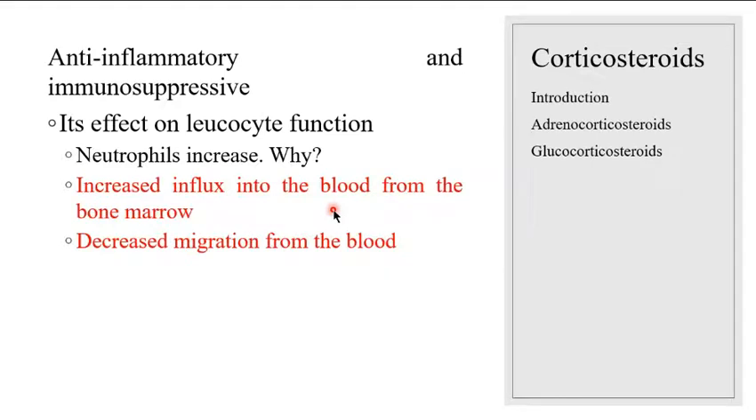When it comes to neutrophils, corticosteroids allow influx of neutrophils into the blood from the bone marrow, and it decreases the migration of these neutrophils from the blood. That is why there is more influx and decreased efflux, which leads to increased concentration of neutrophils in the blood.